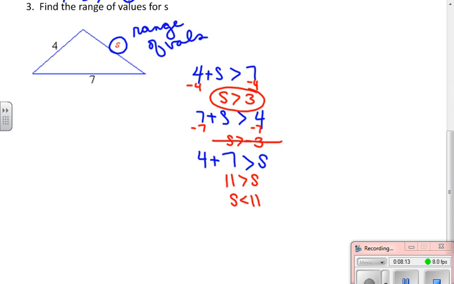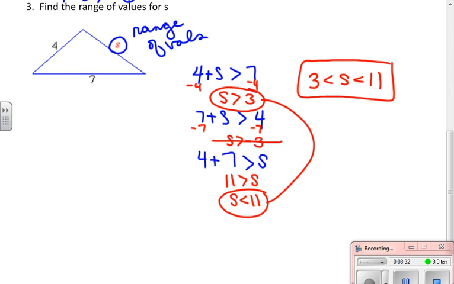A negative number doesn't make sense when we're talking about length, so I can discount that. And s has to be something less than 11. It can't be 11, but it could be 10.999. So there is your range. It's kind of nice to write it this way, that s has to be somewhere between 3 and 11. So go ahead and try the check problems and then tune in for the next set of videos.